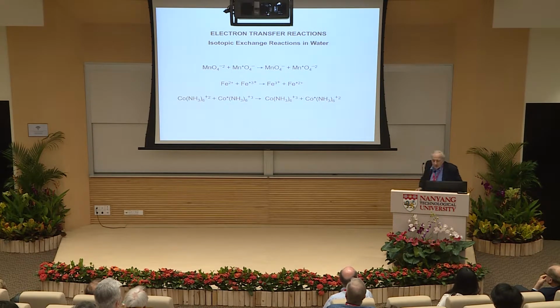The asterisk indicates a radioactive isotope, so it's used as a tracer. So they could measure what was the simplest class of reactions in all of chemistry. That was what helped the theory, actually. It was a reaction in which no bonds were broken or formed. That's a big simplification, just an electron jumps.